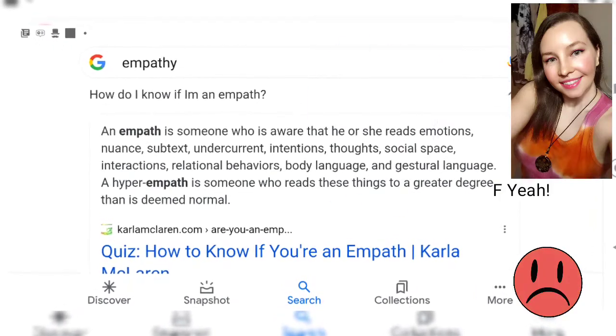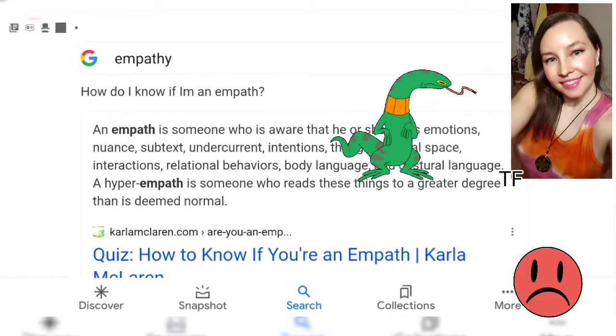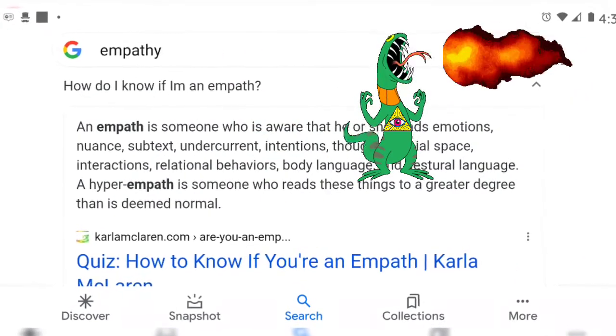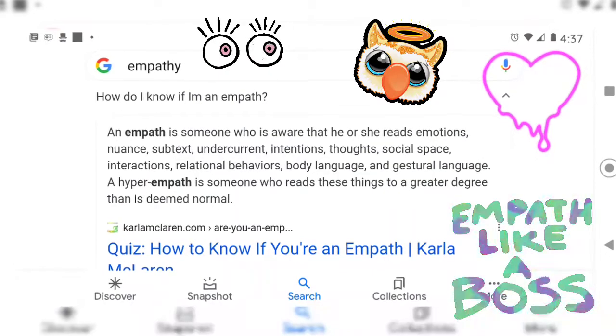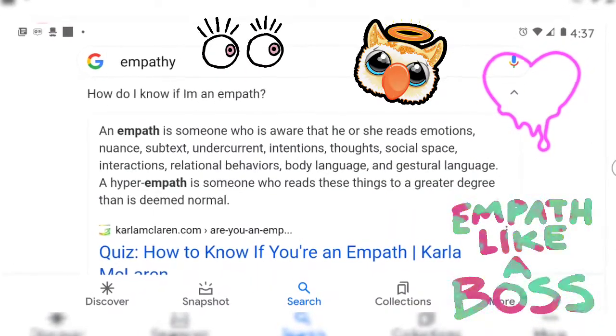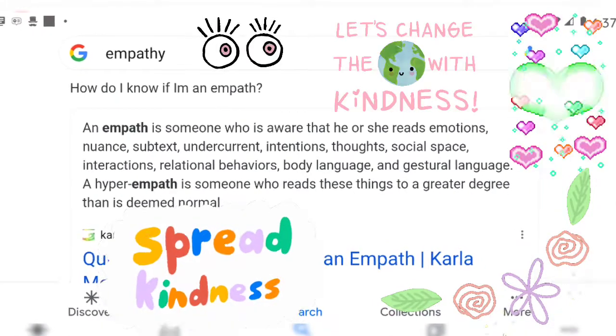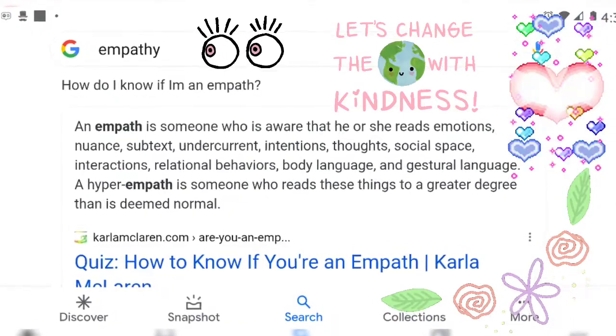An empath is someone who is aware that he or she reads emotions, nuance, subtext, undercurrent, intentions, thoughts, social space, interactions, relational behaviors, body language, and gestural language. A hyper-empath is someone who reads these things to a greater degree than is deemed normal.